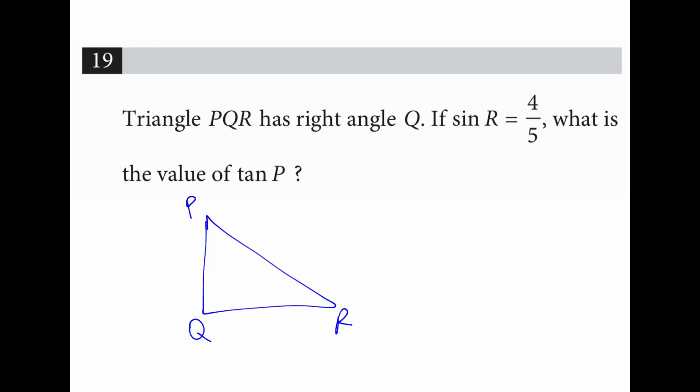Here's triangle PQR with a right angle Q. If the sine of R is 4/5, that's opposite over hypotenuse, what is the value of tan of P? So opposite over adjacent. First we're going to use the Pythagorean theorem to figure out that this is 3, because 3 squared plus 4 squared is equal to 5 squared. That's a common Pythagorean triple. You might have remembered it. So the tangent of P is opposite over adjacent, so 3 over 4.